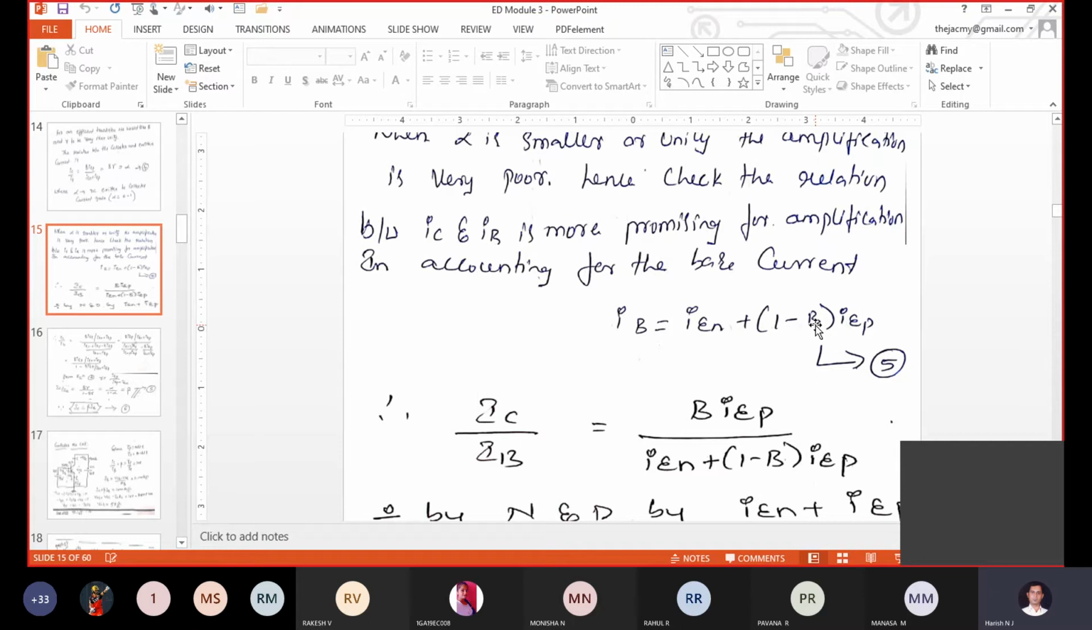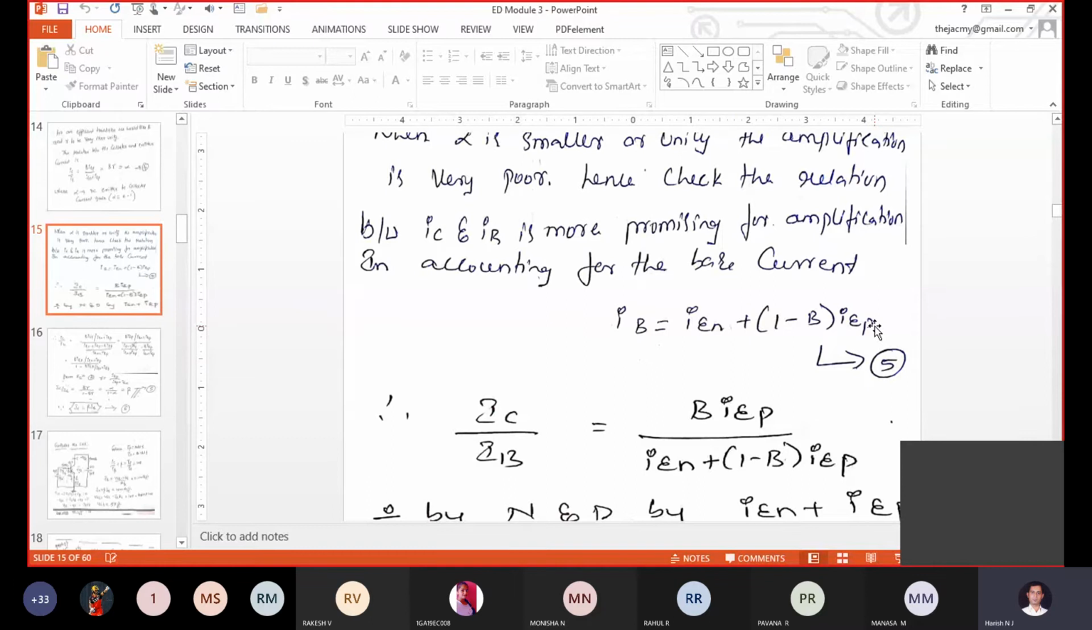1 minus B means how many holes are involved in the recombination process at the base substrate. So recombination happens at the base substrate. Even that parameter decides the value of B. Due to these two components, your IB is defined, or IB exists in the transistor. This is what I have represented in equation number 5: IB is equal to IEN plus 1 minus B times IEP.